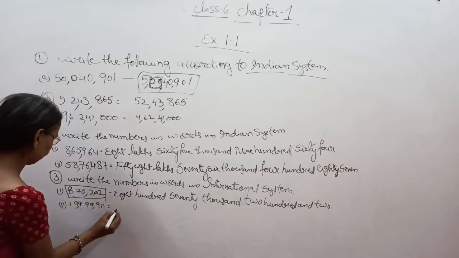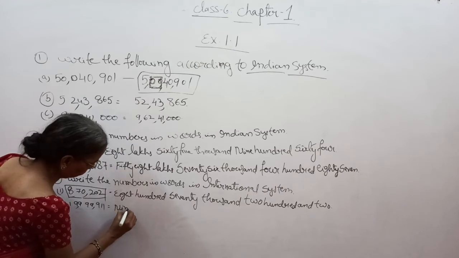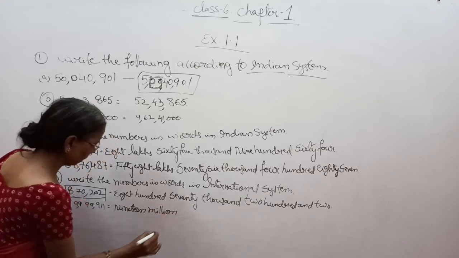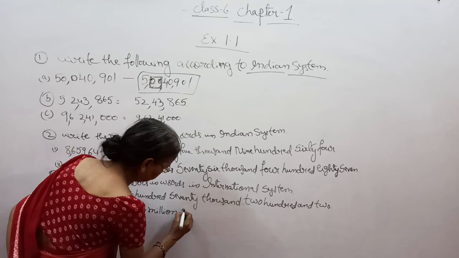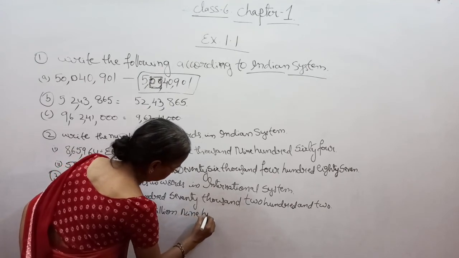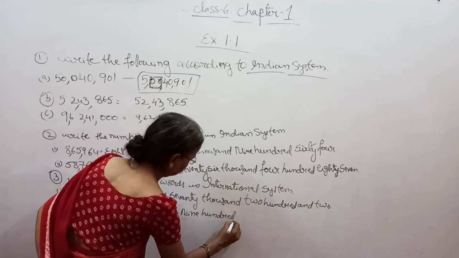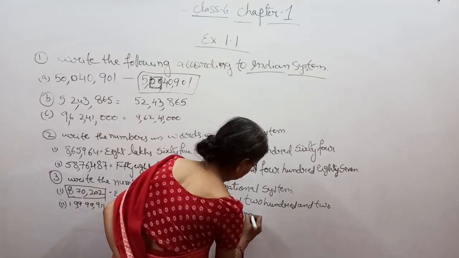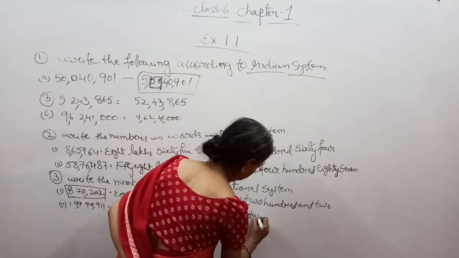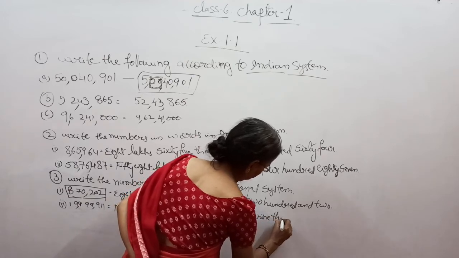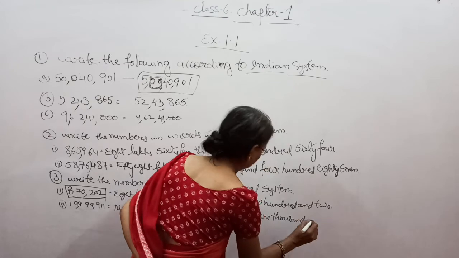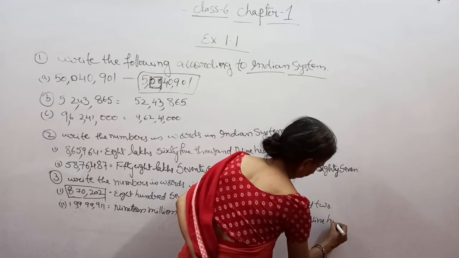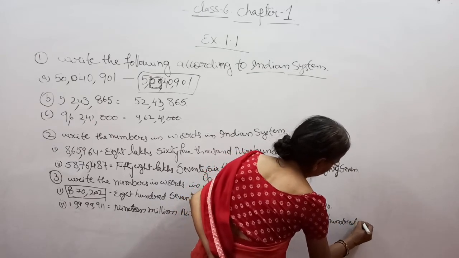Then it comes 19 million 900 99,000 900 11.